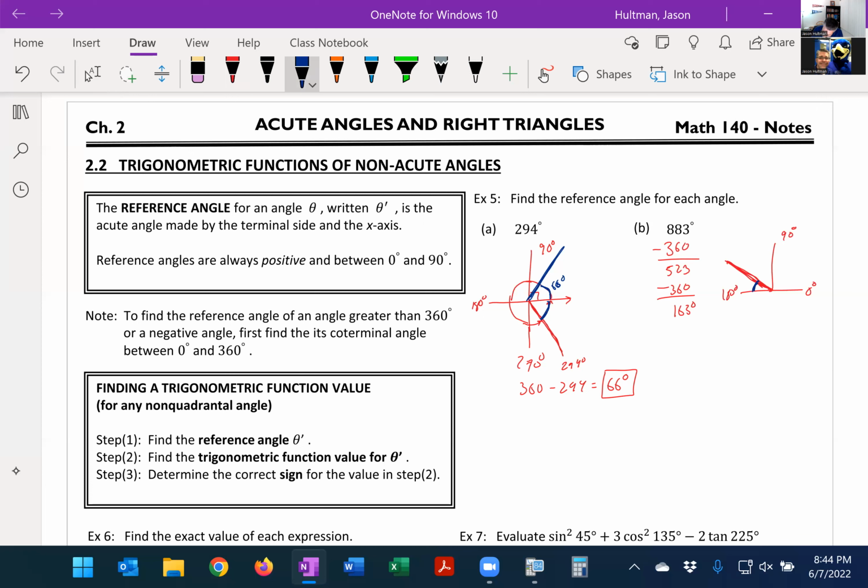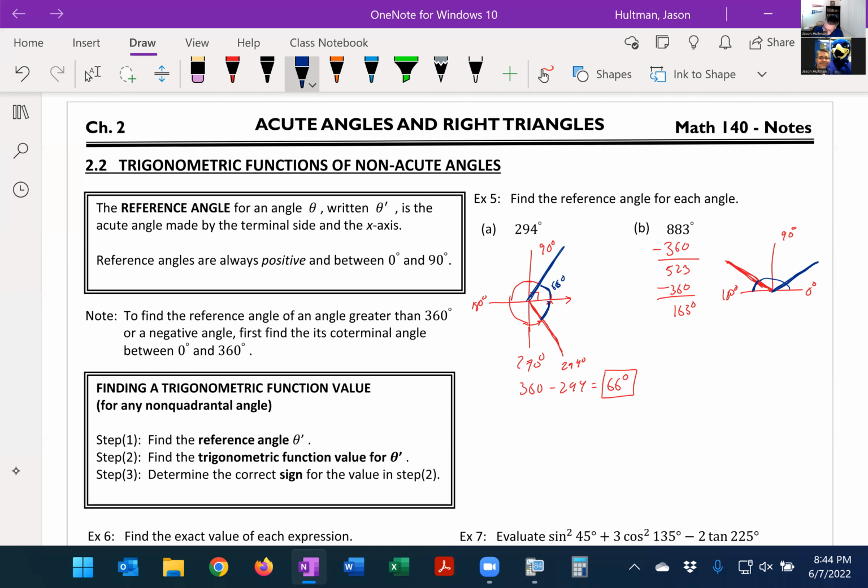So the reference angle is going to be the angle made with the terminal side and the x-axis. So if I were to continue to go all the way to the x-axis, that would make 180 degrees. But I'm just shy of 180 degrees. I'm 163 degrees. So how am I going to figure out what that angle is? That's the reference angle. And that reference angle is going to be referenced to an angle in quadrant 1. You'll see that the reference angles are basically the mirror images of the original angles.